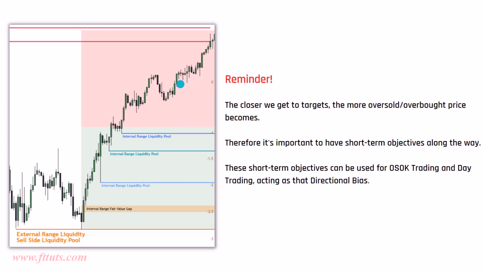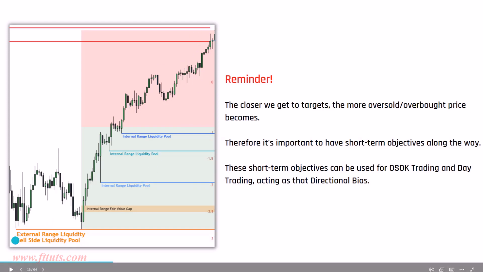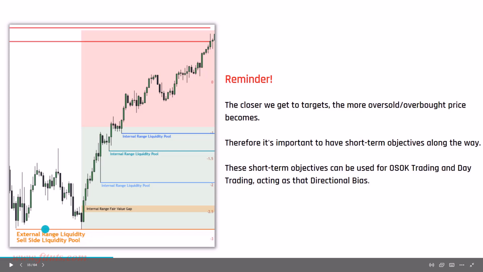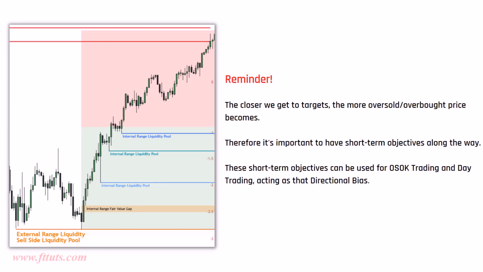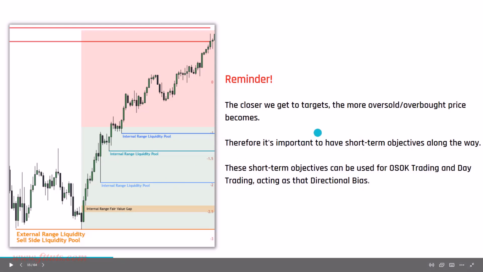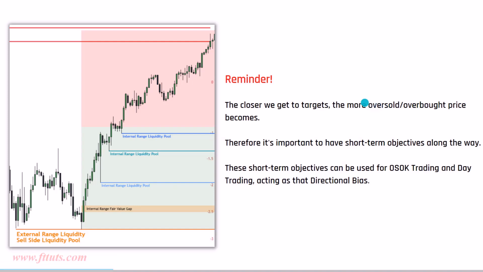When price finds a draw on liquidity, such as this external range liquidity pool, it walks and trends towards that point with up candles and down candles, up candles and down candles. That's because as price walks, it tends to get oversold and overbought. Okay, so you need to understand that the more we trade into the discounts, the more we could see retracements.